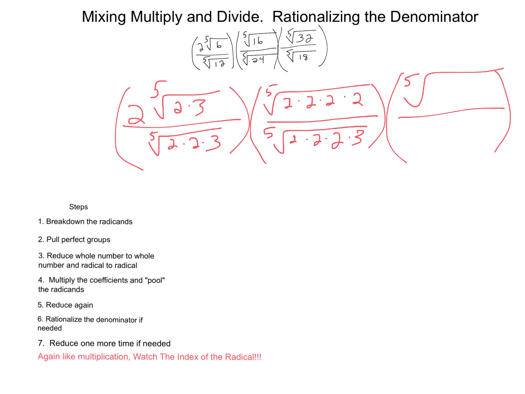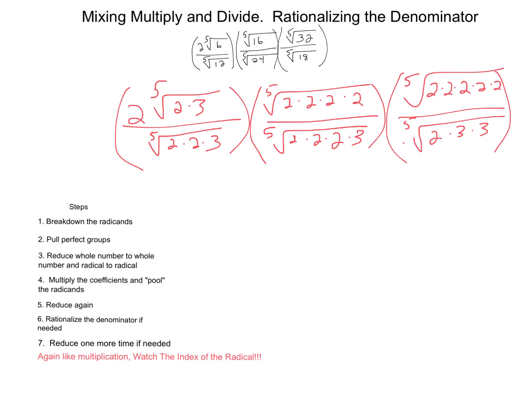Fifth root of 32: 32 is 8 and 4, so 2 times 2 times 2 is 8, with 2 times 2 being the 4, that's 32. Fifth root of 18 is 2 times 3 times 3.